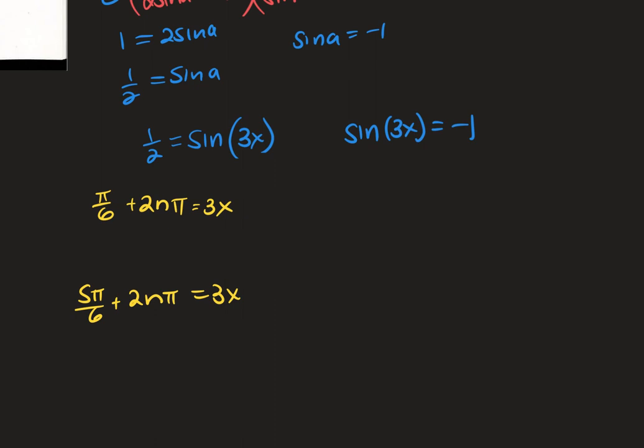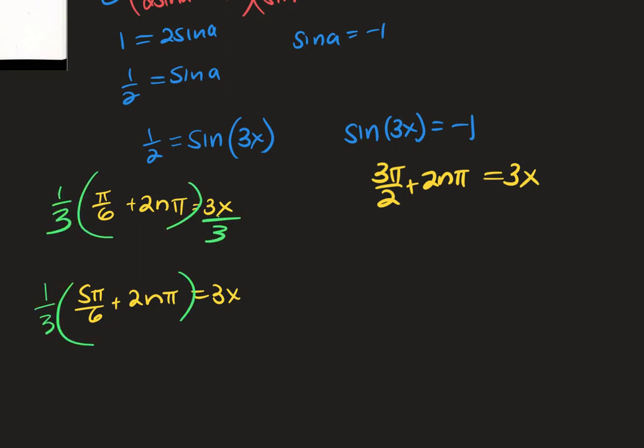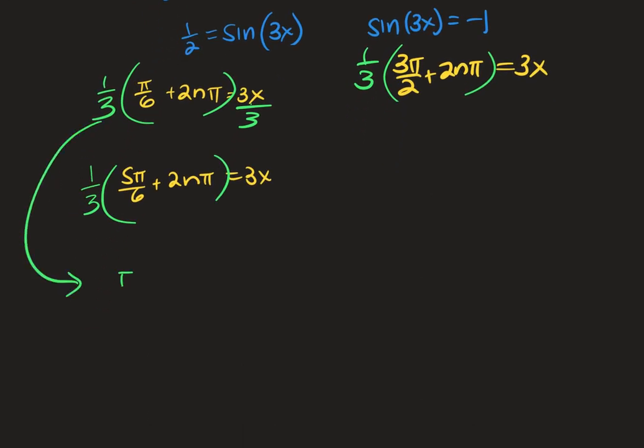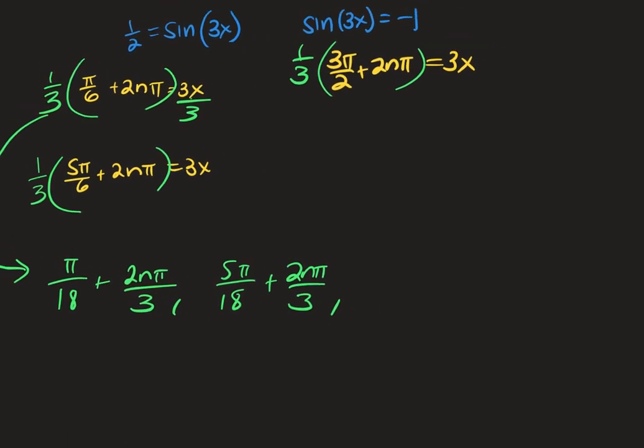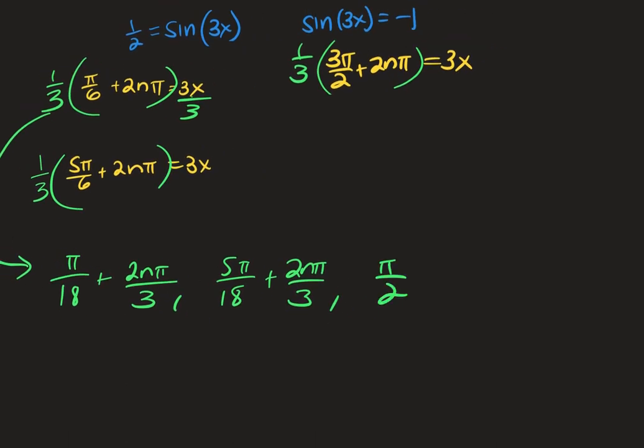Oh, you just switched it. 3 pi over 2 plus 2n pi equals 3x. And then we got to divide by 3. So we multiply by a third, we multiply by a third, we multiply by a third. We change both the angle. So this becomes pi over 18 plus 2n pi over 3. And then 5 pi over 18 plus 2n pi over 3. And then multiplying by a third over there, pi over 2 plus 2n pi over 3.